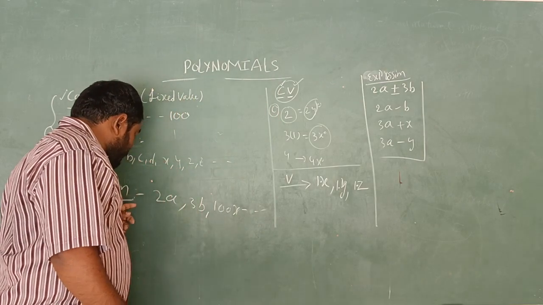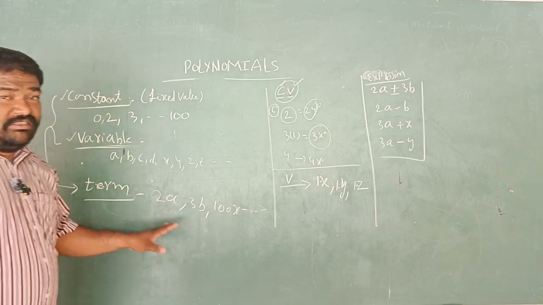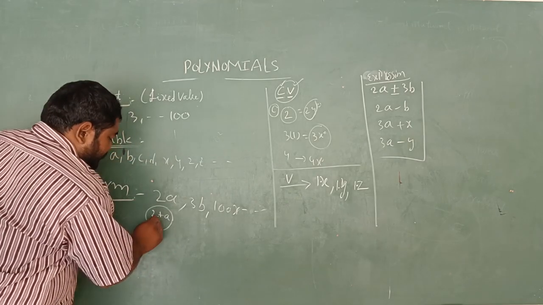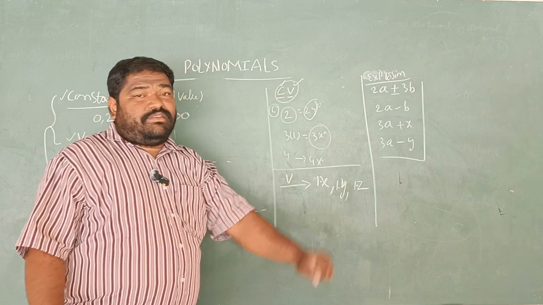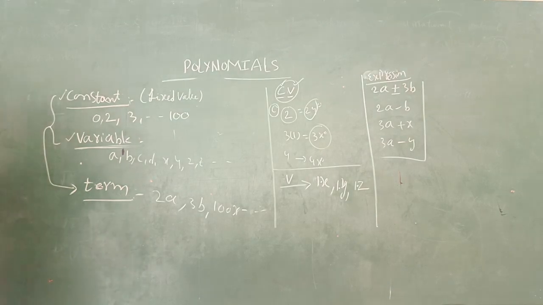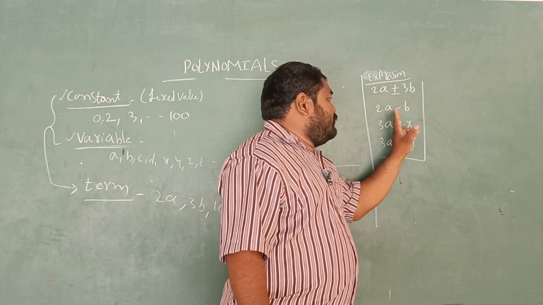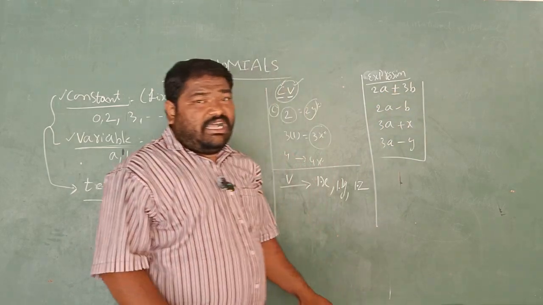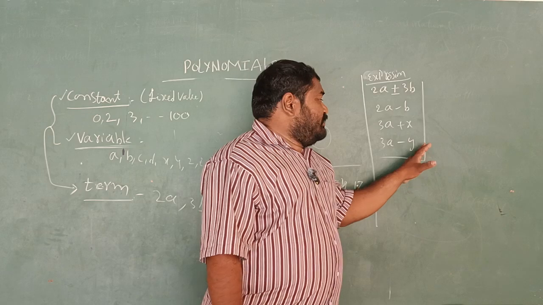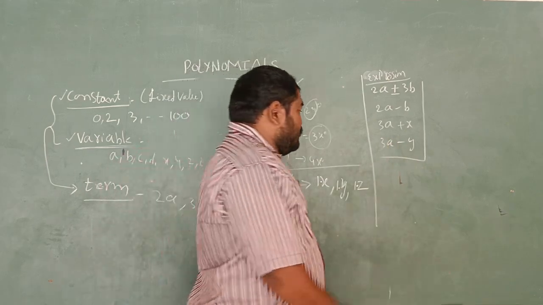Look, here the combination of constant and variable is called a term. Here, between the terms, we have plus or minus. If you write 2 plus a, this is an expression: a combination of two terms with respect to addition, or minus with respect to subtraction. If there is a plus or minus between terms, it is an expression. An equation differs from an expression. If there is an equal to symbol it is an equation; if there is no equal to symbol, remember it is an expression. This is expression.